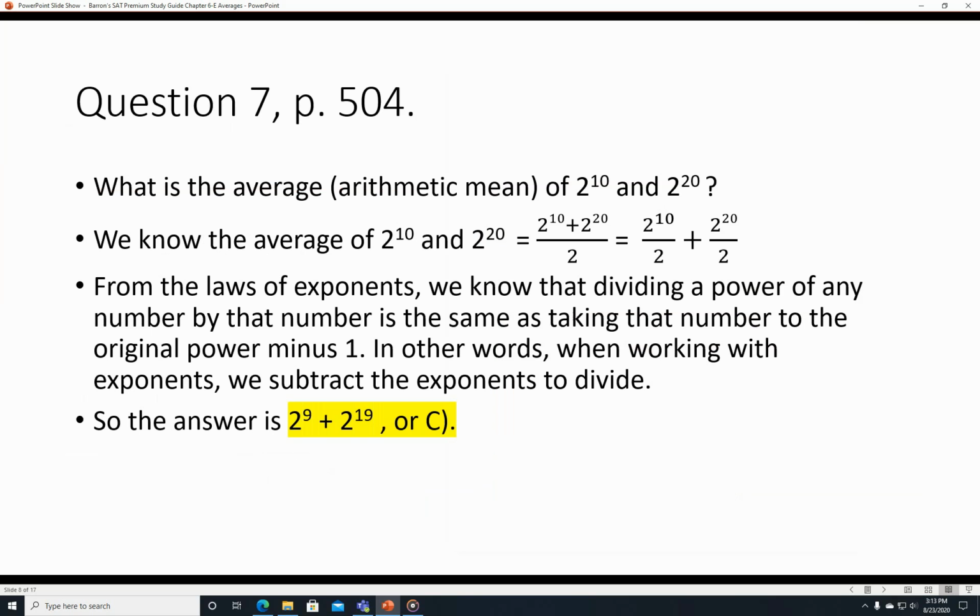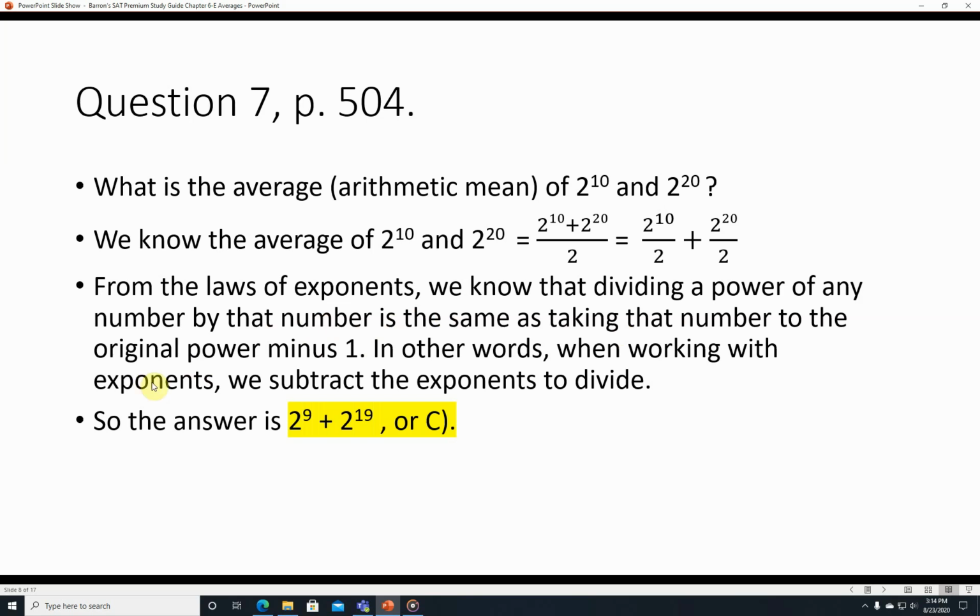Okay, question 7, page 504. What is the average or arithmetic mean of 2 to the 10 and 2 to the 20? Well, we know the average of 2 to the 10th and 2 to the 20th is going to be 2 to the 10th plus 2 to the 20th over 2, which is 2 to the 10th over 2 plus 2 to the 20th over 2. So from the laws of exponents, we know that dividing a power of any number by that number is the same as taking that number to the original power minus 1.